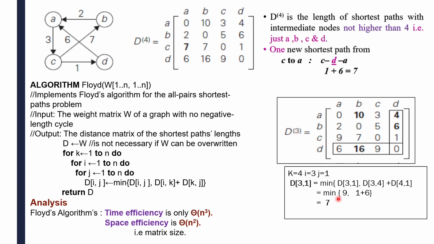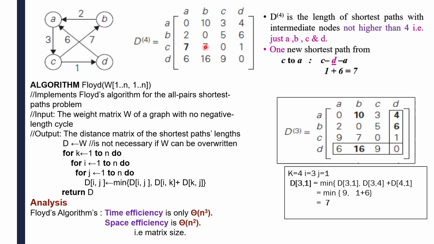So in D3, 3 1 means third row and first column. What is the value? It is 9 here. Next, third row fourth column value is what? 1 here. Plus d of 4 comma 1, fourth row first column, it is what? 6 here. Okay. So 9, 1, 6. These are the values. 9 is d of 3 comma 1, third row first column. Third row fourth column is 1 and fourth row first column is 6. 6 plus 1 is 7, and 9. Among these two which one is minimum? 7 is the minimum. So d of 3 comma 1 value is 7 here.